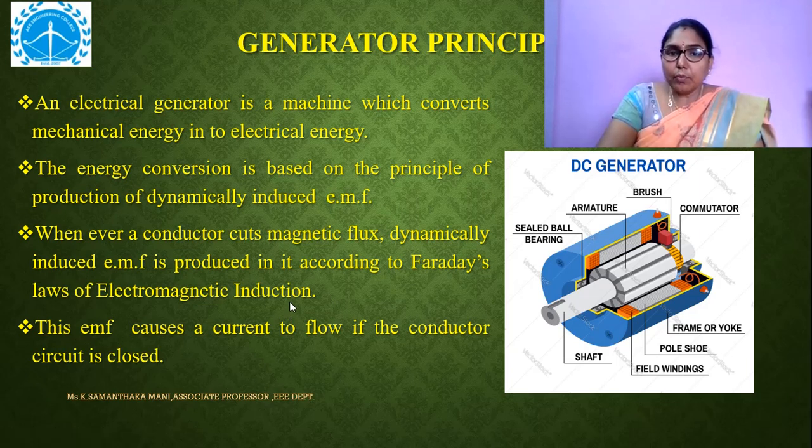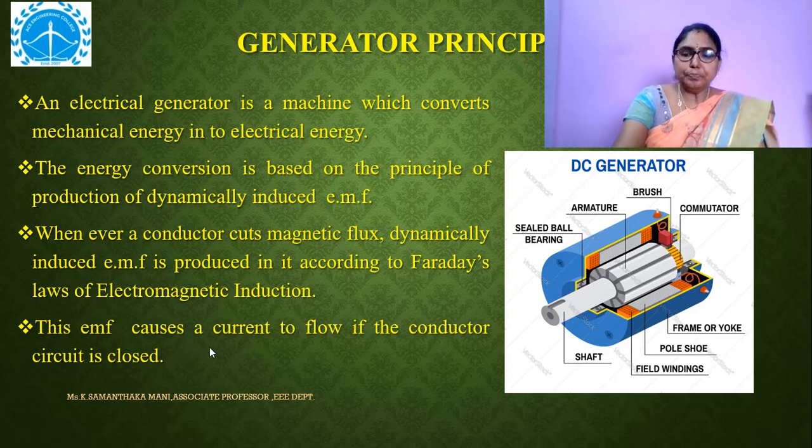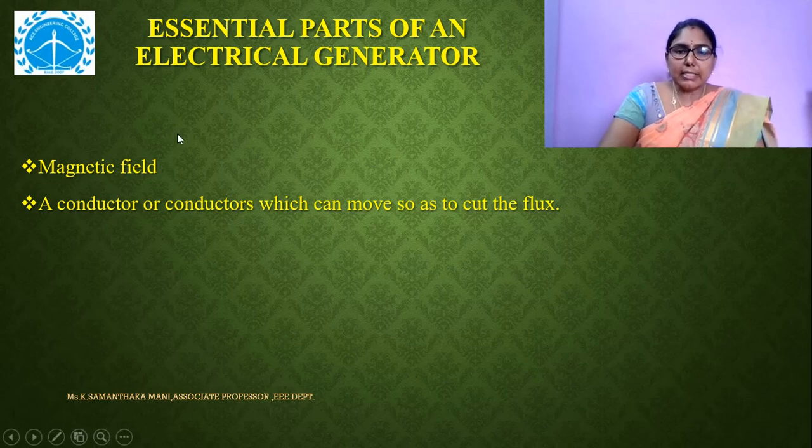So what is actually happening here? When a conductor is cut by the magnetic flux, EMF is induced in the conductor. This EMF causes a current to flow in the conductor circuit, when it is closed. So we require two essential parts of an electrical generator: the first one is a magnetic field, and the second one is a conductor. In addition to these two, there should be some relative motion between them.